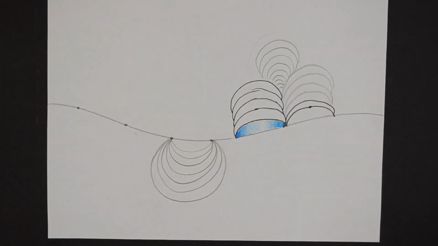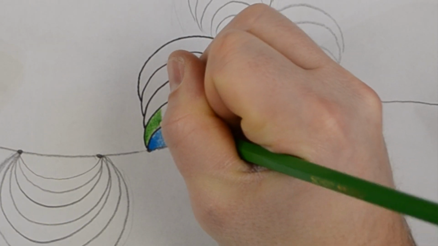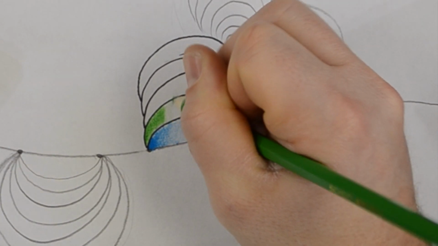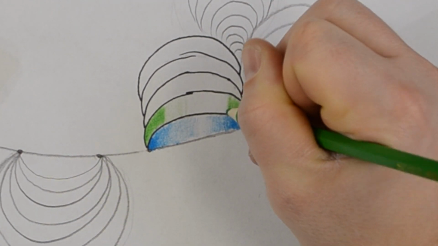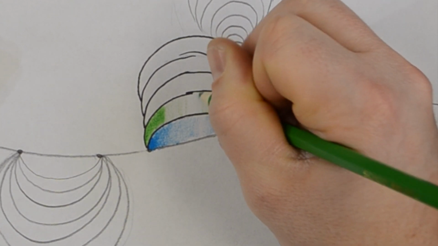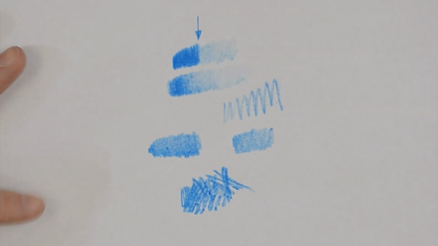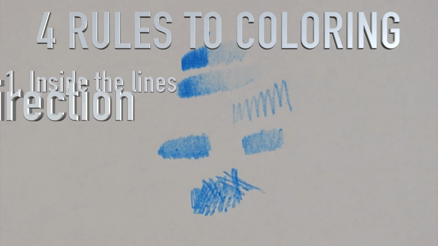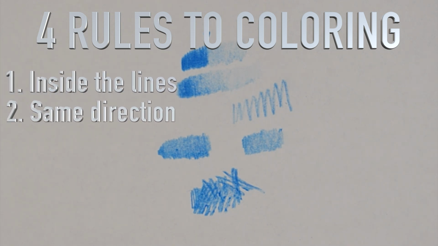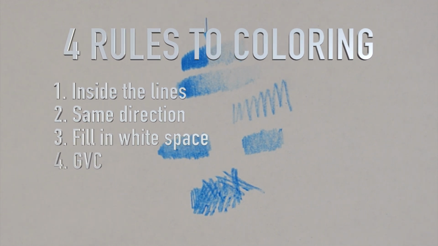Again, what you don't want is you don't want to start dark and just create an instant value change. You do not want an instant value change. You want a gradual value change. There's a big difference from this to this. So again, the four rules to coloring. One, color inside the lines. Two, color in the same direction. Three, color in the entire space. And four, gradual value change.